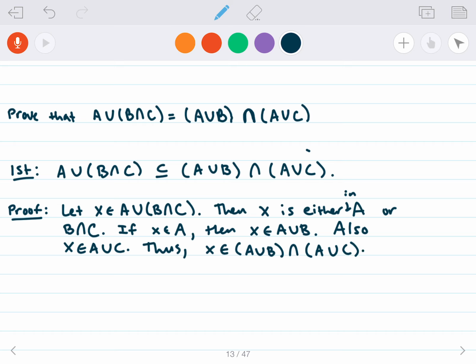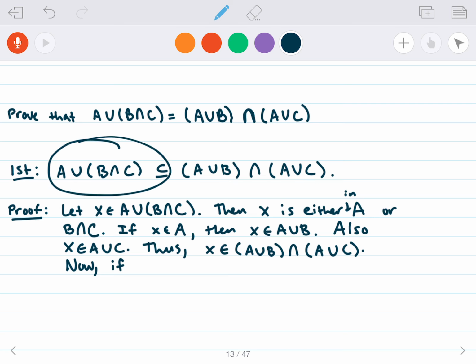Cool. All right, so that case is taken care of if X was in A. But now let's see what happens when X is in B intersect C. Remember, always check yourself to make sure you're understanding the logical flow here. I'm saying at first that the element was in the union.